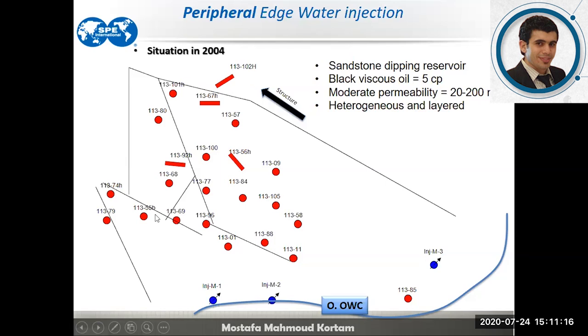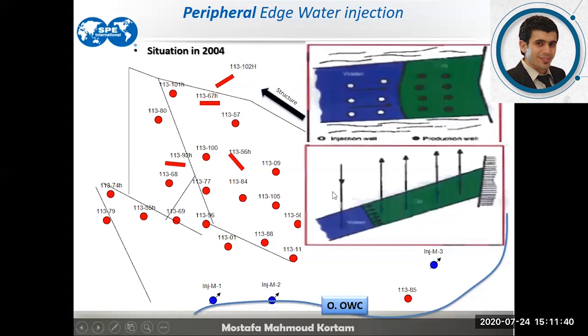The producer wells are located here, and the injector wells are placed at the proximity of the injection. So it's a typical or ideal scheme of the peripheral injection pattern, where the injectors are placed closer to the oil water contact and surround the producer wells from the direction of the water encroachment. So again, the producer wells are placed upstructure and the injector wells here, so it's a peripheral edge water injection.